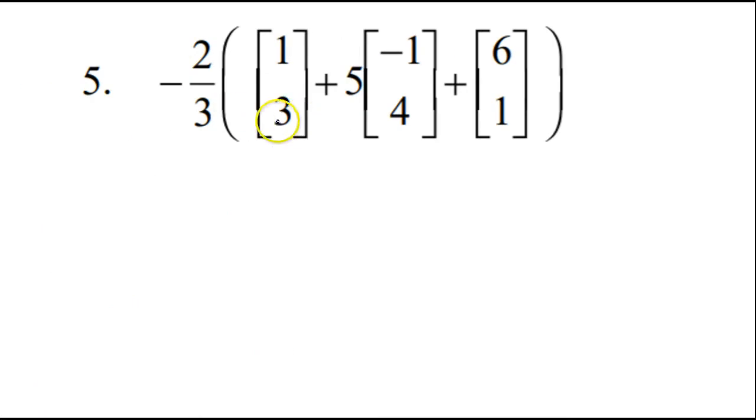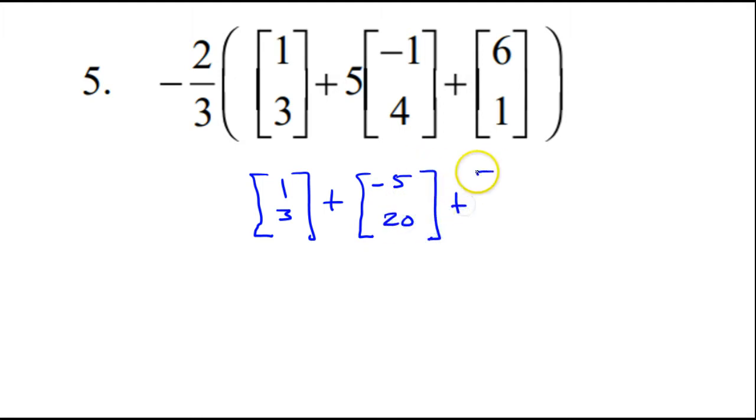All right, number 5 looks pretty complicated, but let's work from the inside out. So I'm going to deal with this scalar right here. So for now, I'm going to keep this the same. So that's 1 and 3. And then multiplying by the scalar of 5, I've got negative 5 and 20. And then I've got the 6 and the 1.